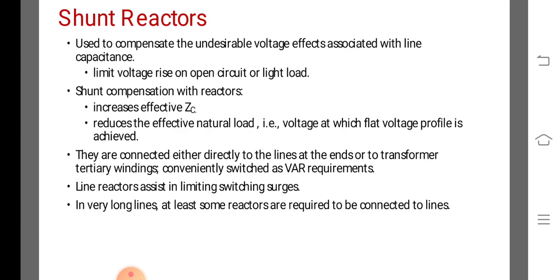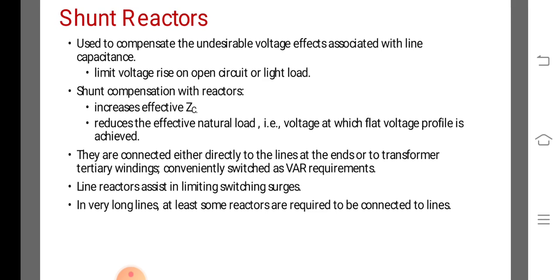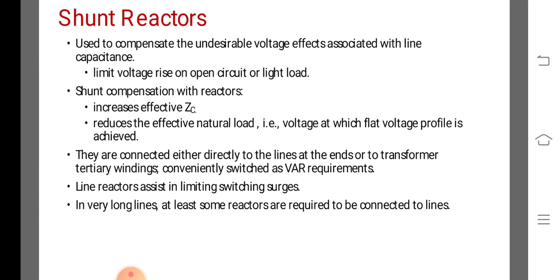Next, shunt reactors. Shunt reactors are used in high voltage energy transmission systems to stabilize the voltage during load variations. A traditional shunt reactor has a fixed rating and is either connected to the power line all the time or switched in and out depending on the load. In very long lines, at least some reactors are required to be connected to limit voltage rise on open circuit or light load.